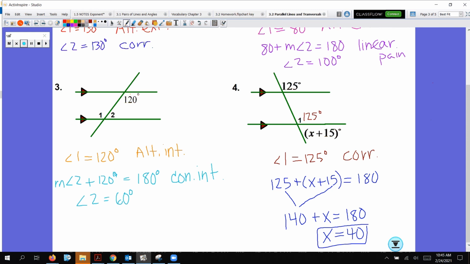If we plug that in here, 40 plus 15 is 55 degrees. And just do a quick check. Make sure that 125 plus 55 is 180. Because if it's not 180, then we did something wrong. A linear pair is supplementary. So 125 plus 55, I'm just going to check, and it is 180. So wonderful, we didn't mess up anything.